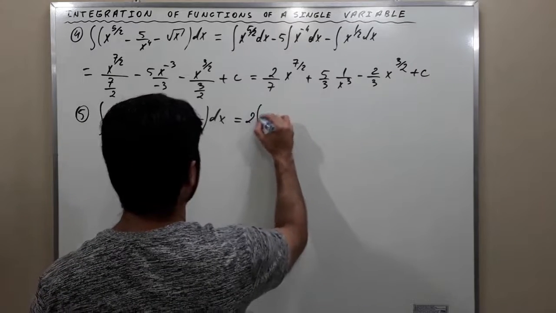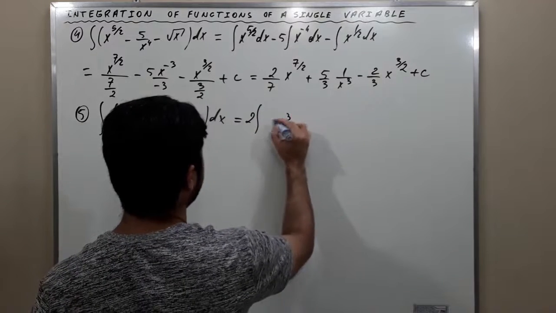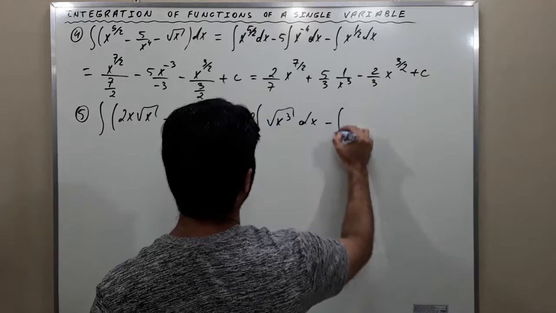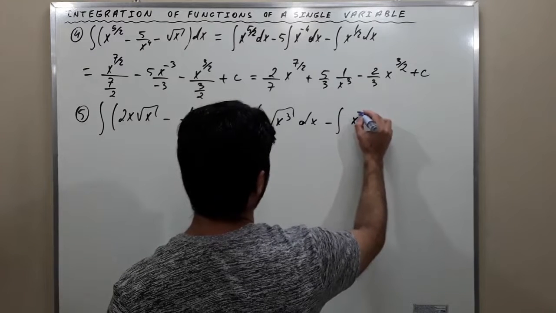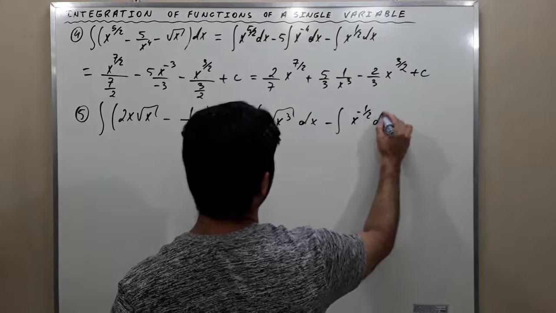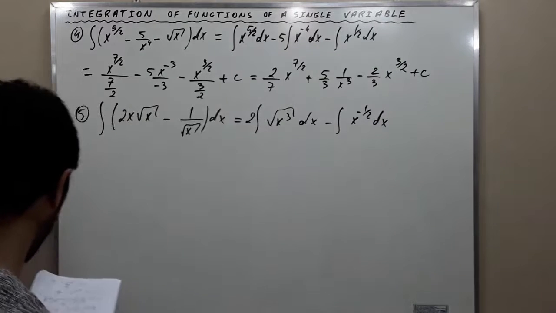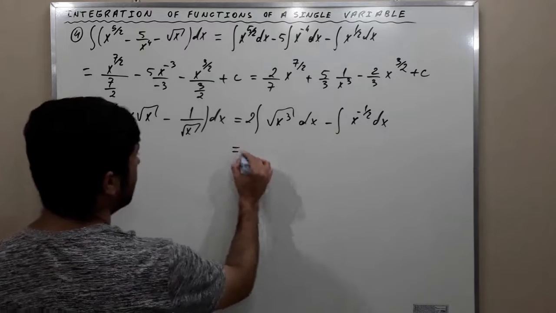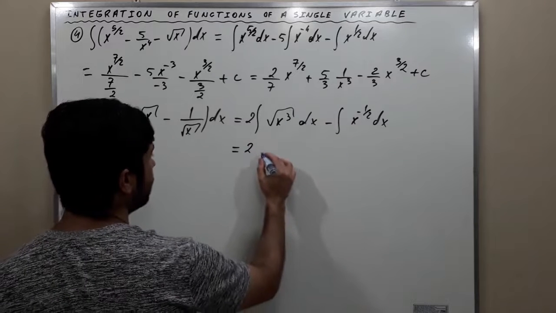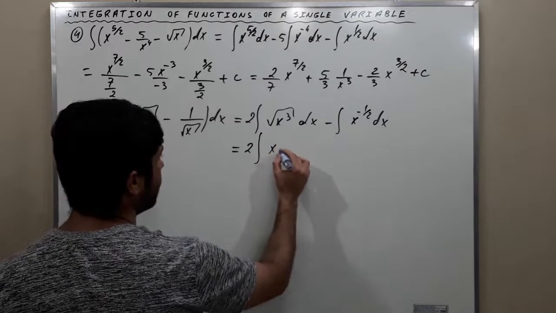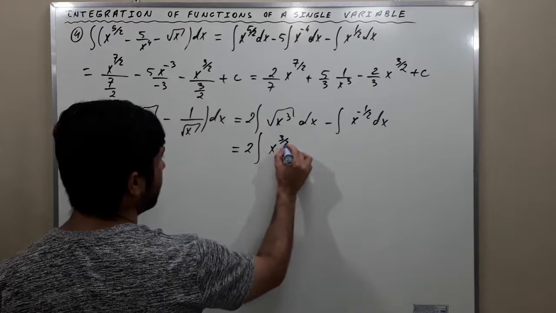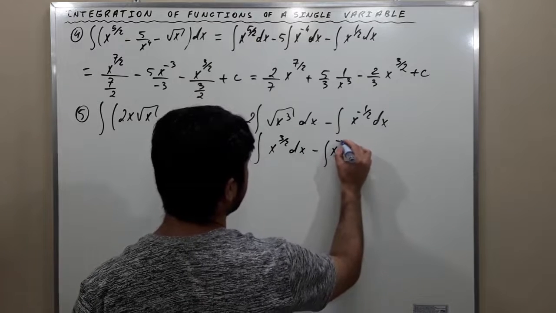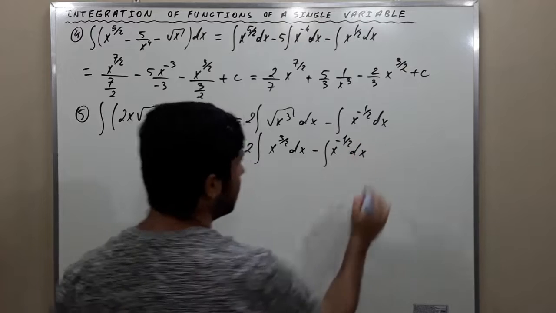So it's going to be 2 times the integral of x cubed, the square root of x cubed, dx minus the integral of x raised to the power of negative half dx. And if we continue developing this, it is going to be 2 times the integral of x raised to the power of 3 halves dx minus the integral of x raised to the power of negative a half dx.